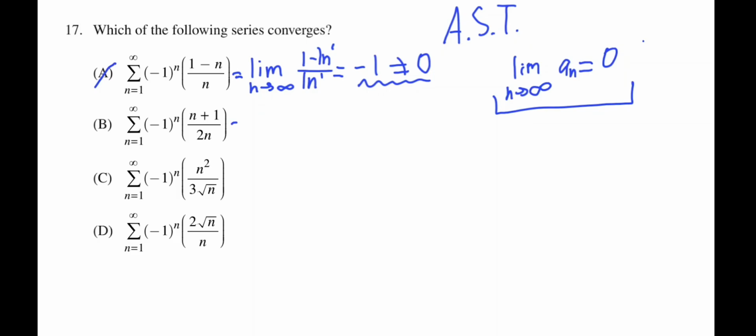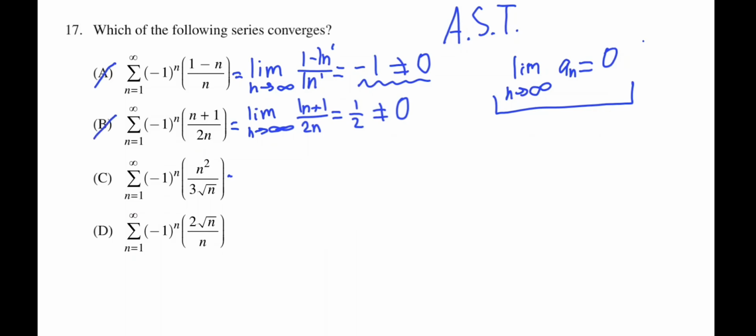Then for B, we have the limit as n approaches infinity of (n plus 1) over 2n. Now we can divide by the biggest power of n in the denominator to see what this limit would be. But again, since we have the same power of n at the top and the bottom, it should be the ratio of the coefficients for the limit to infinity, and that would be 1/2, which is again not equal to 0. So B would also not be the answer.